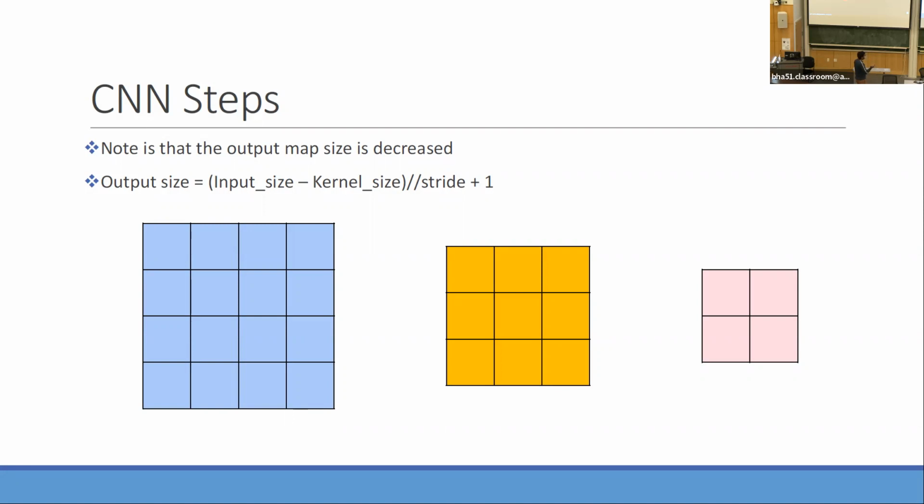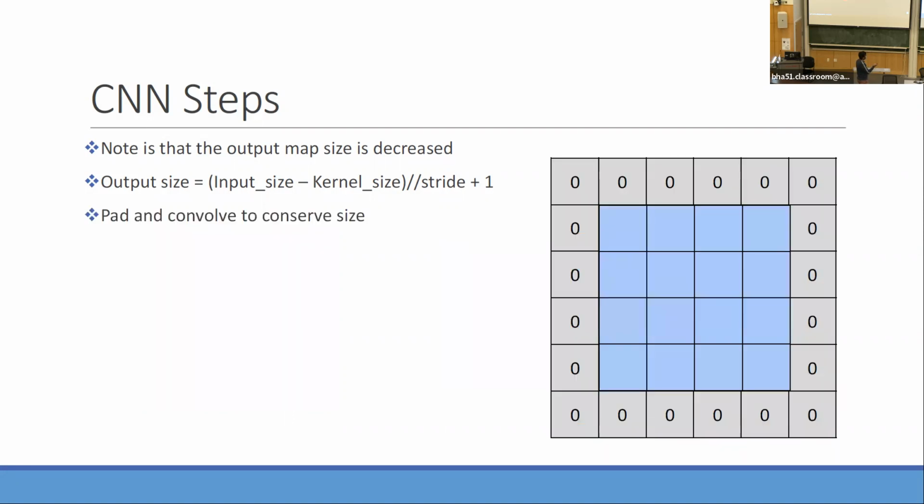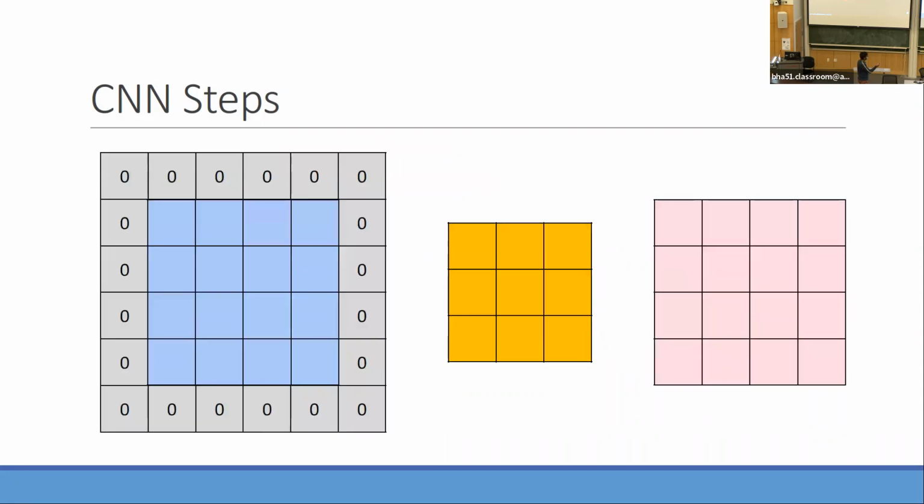So how would you actually preserve the input size in the output? You just need to pad the input with zeros. So if you pad it and then convolve it, you don't actually lose the size of the input. A 4 cross 4 image produces a 4 cross 4 output. So that's basically how it's done to conserve your input shape.